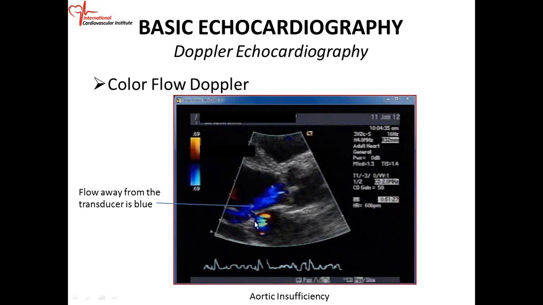And then if you have aortic insufficiency, in AI, the transducer is there, and blood is moving from the aorta across the aortic valve into the left ventricular flow tract and into the left ventricle. It's moving away from the transducer, so it's mainly blue. Flow towards the transducer gives shades of red. Flow away from the transducer, shades of blue. Turbulence is a mosaic, a mixture of the colors.